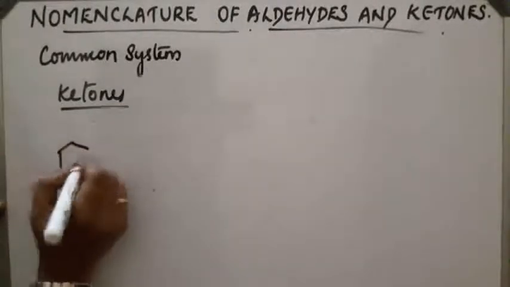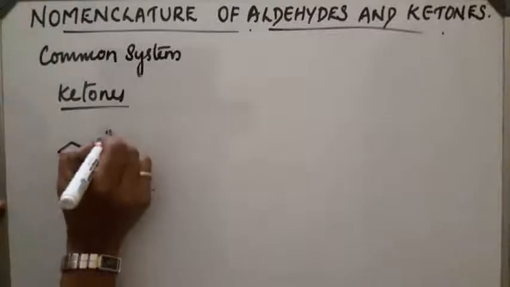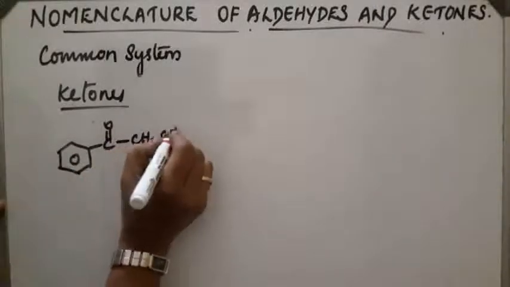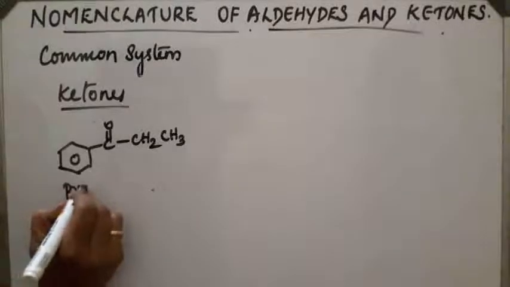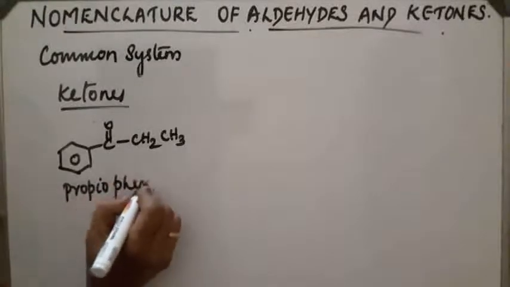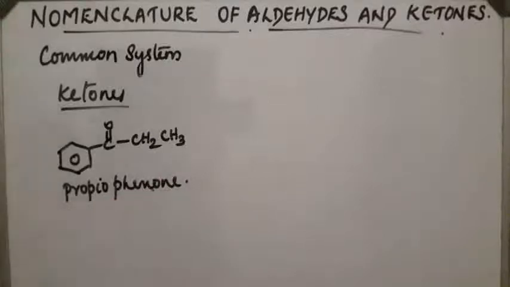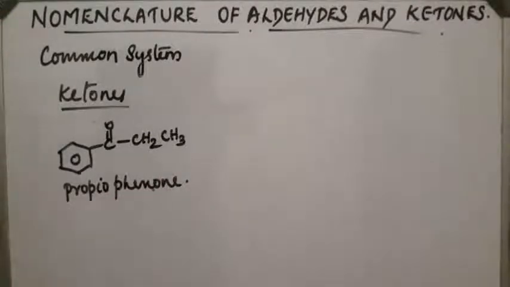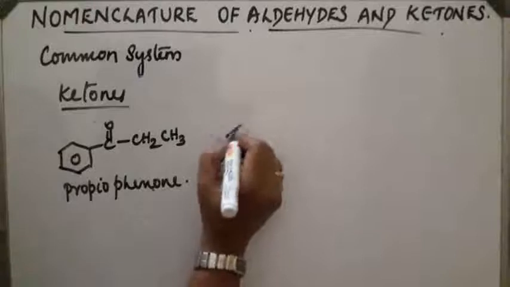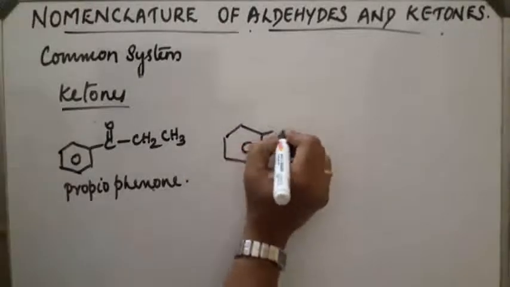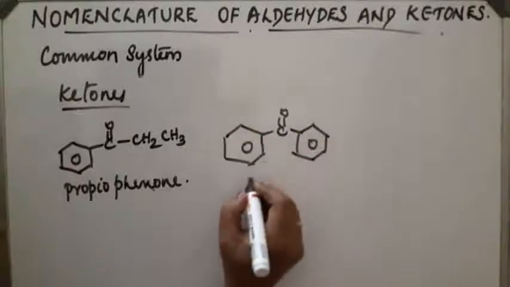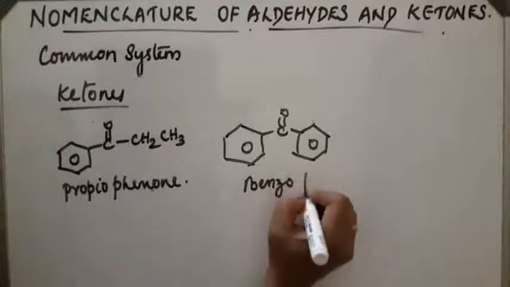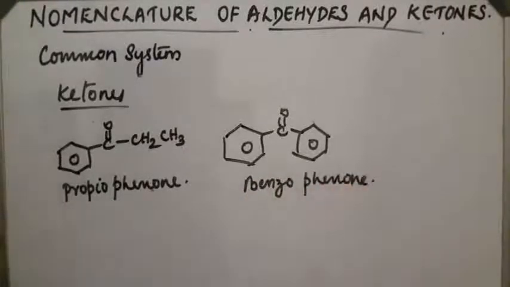Next compound, C double bond O, CH2CH3. This is called propiophenone. The acyl group is added as the prefix to the phenone. Next, a compound like this, C double bond O with two phenyl groups, is benzophenone. Like this, we have to name the ketones.